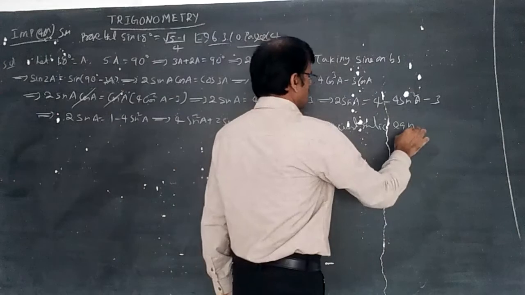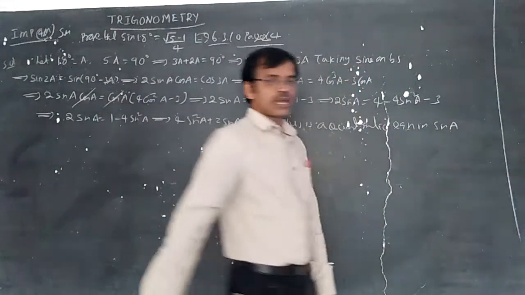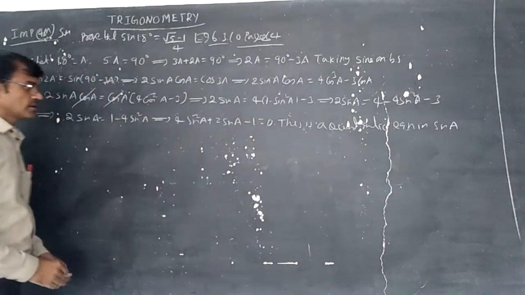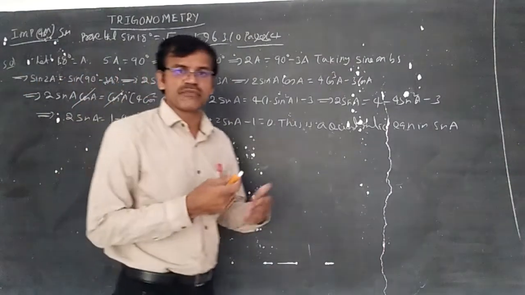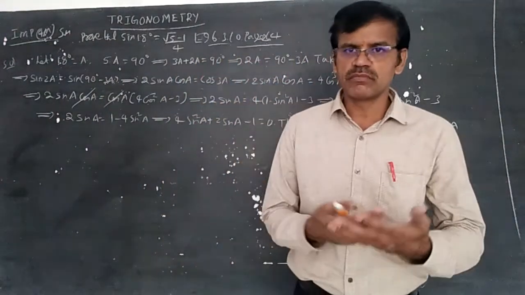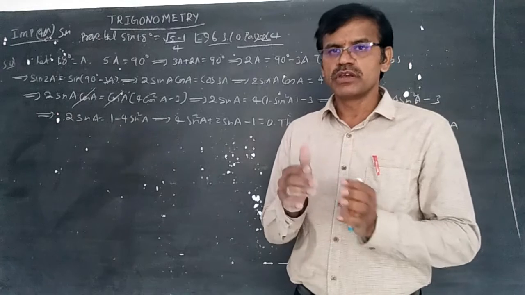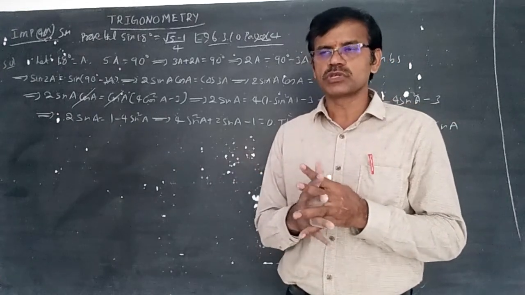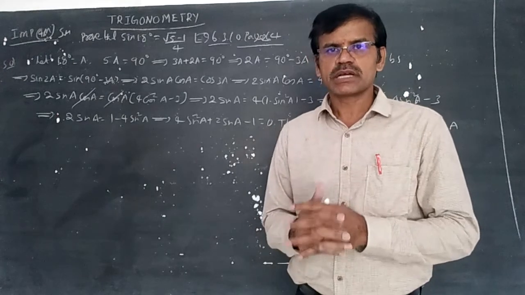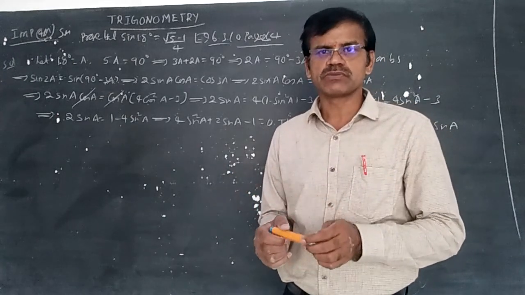This is a quadratic equation in sin a. In terms of sin a, we got the quadratic equation. Whenever the quadratic equation is in terms of x, meaning x square minus 2x plus 1 like that, we need to calculate the root of that quadratic equation. We should think of this as x. x is equal to minus b plus or minus root b square minus 4ac by 2a.